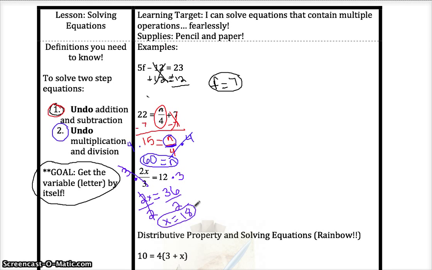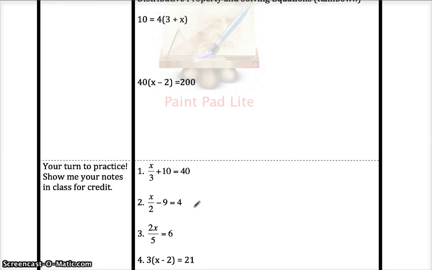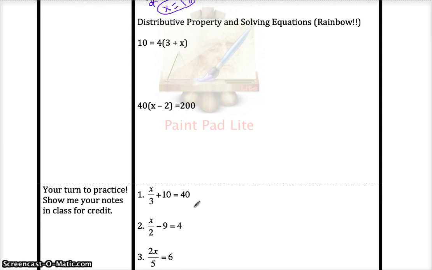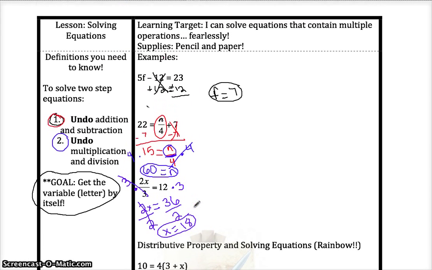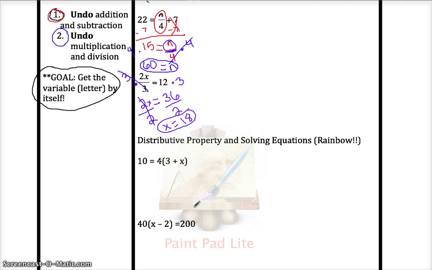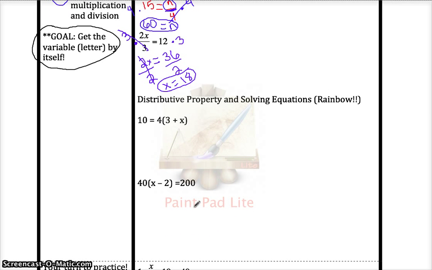All right, so in your practice, you have numbers 1, 2, and 3 that go along with this concept that you can practice either now or at the end of this lesson, your choice. The only other thing we're learning in this lesson is how to use the distributive property inside of equations. And if you remember, I call this the rainbow. So distributive property and solving equations is our next step.